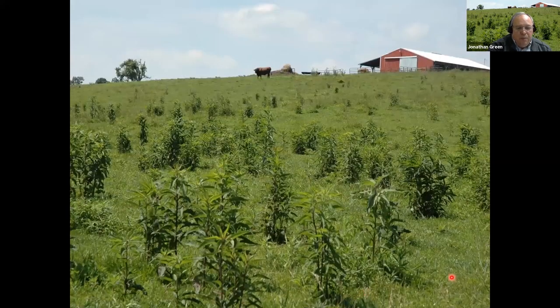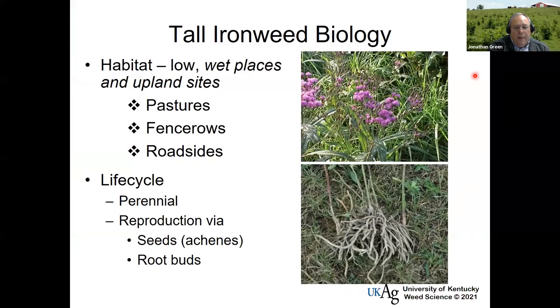Now I want to switch over to another plant that we see throughout the summer, especially in the fall of the year, and that's the tall ironweed. In some ways you might call it our fall wildflower here in Kentucky because it has a nice, pretty purple bloom. It can be on upland sites, or it can be in low wet areas, out in these pastures, along fence rows and so forth.